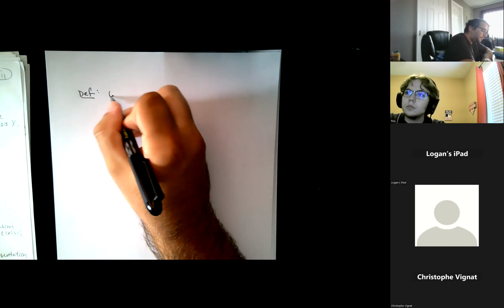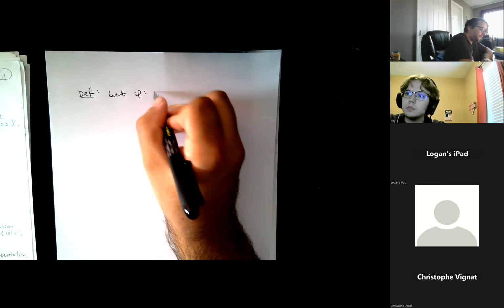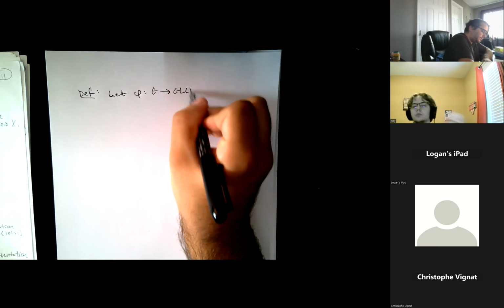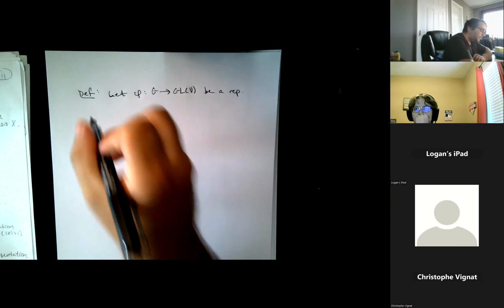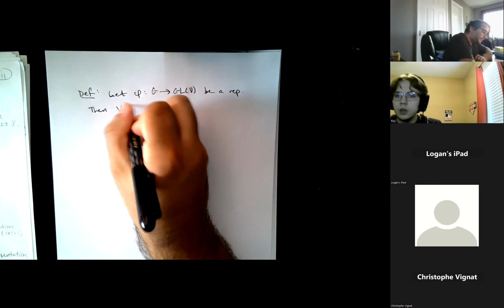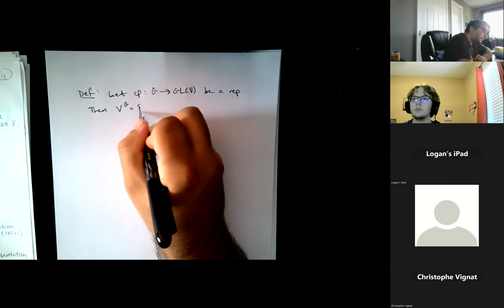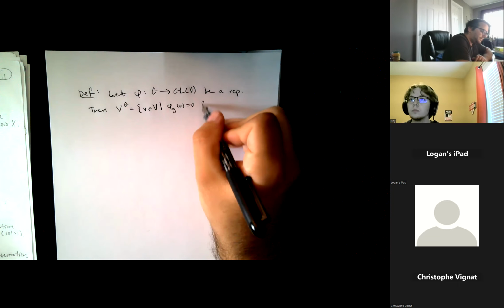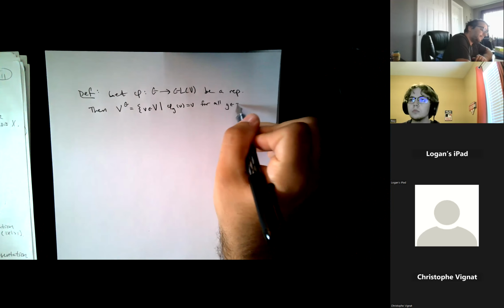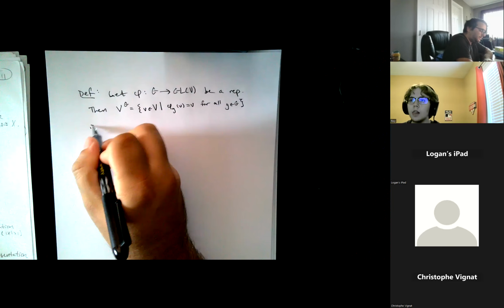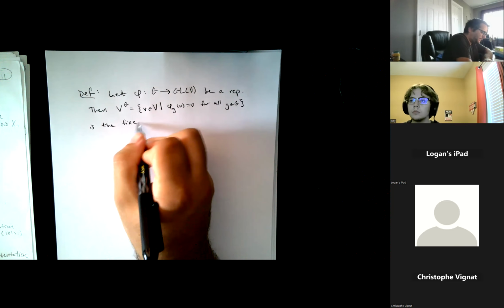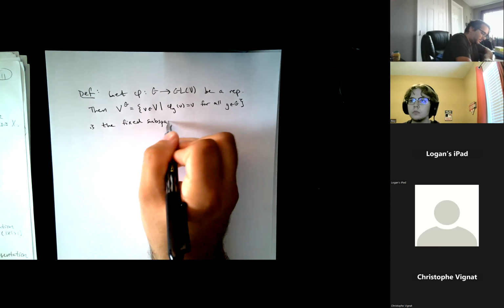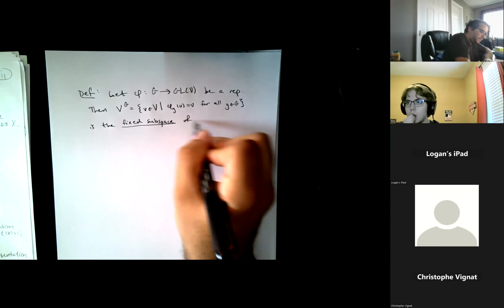Okay. So first, let me define something. Let phi be a representation, not necessarily the permutation representation. Then V^G, which is the set of all v in this vector space V such that phi g of v is v for all g in G, is the fixed subspace of G.